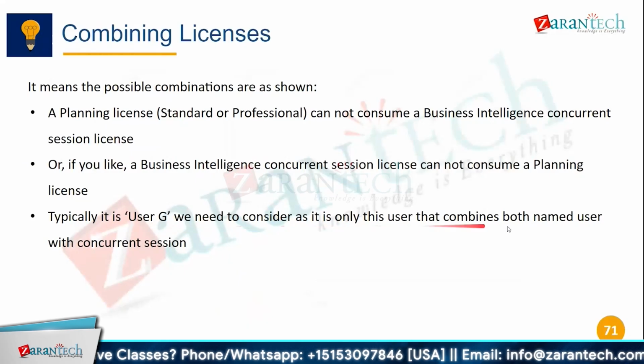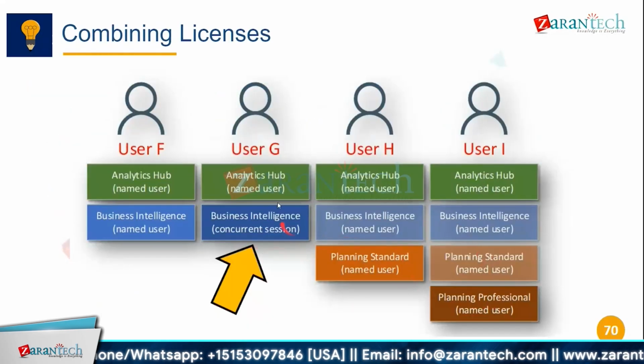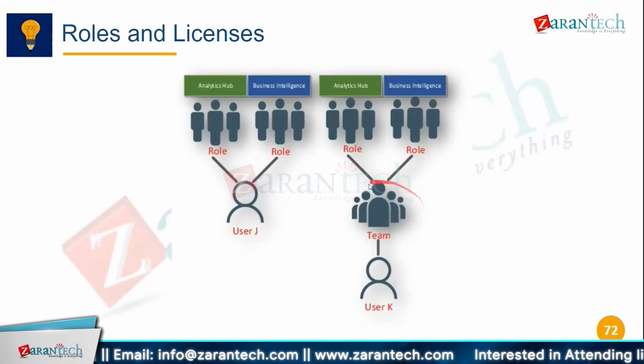User G also has both named and concurrent license. If you see here, he has named and concurrent session. I will tell what named and concurrent session is later. This is another combination where users can consume the licenses. If you want to use Teams, this is the schematic way. By default you can directly assign the roles to the users, or you can assign the roles to the teams, and the teams will have members. Whoever is part of the teams will be able to consume those roles, and in turn those licenses.